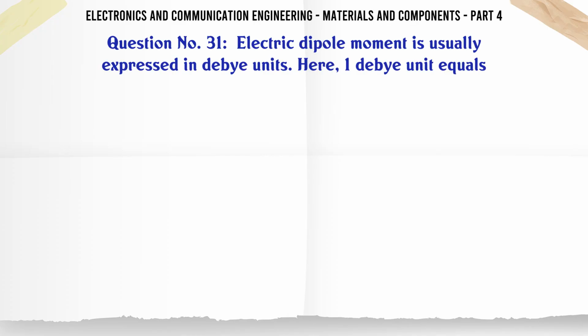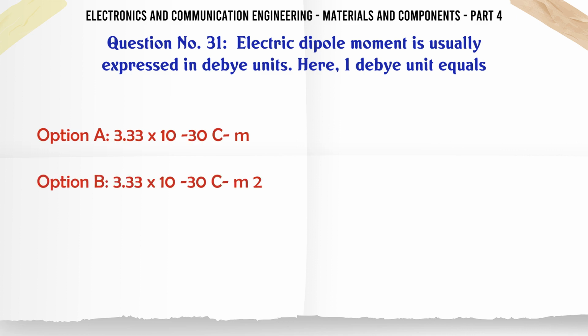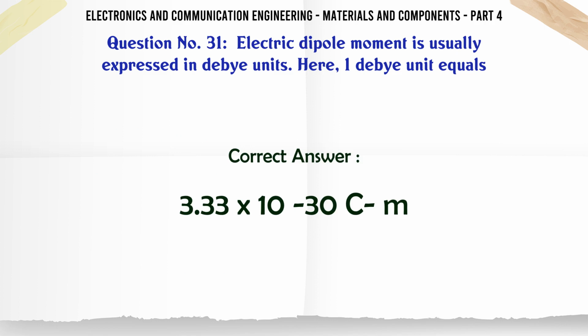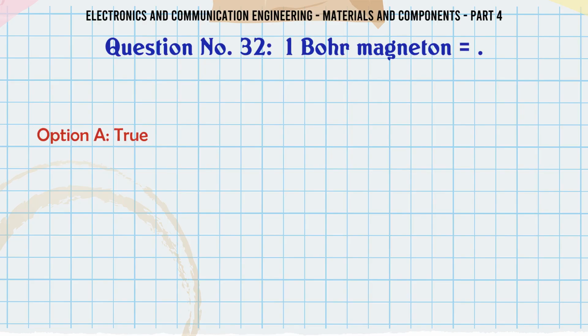Electric dipole moment is usually expressed in debye units. Here 1 debye unit equals A. 3.33 x 10^-30 C·m, B. 3.33 x 10^-30 C·m^2, C. 3.30 x 10^-10 C·m, D. 3.33 x 10^-10 C·m^2. The correct answer is 3.33 x 10^-30 C·m. 1 Bohr magneton, A. true, B. false, C. D. The correct answer is true.